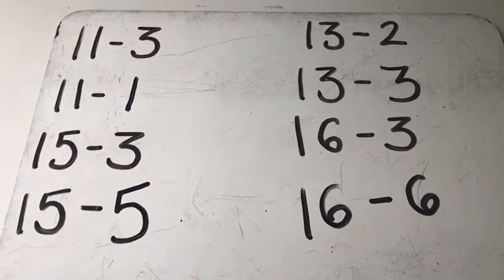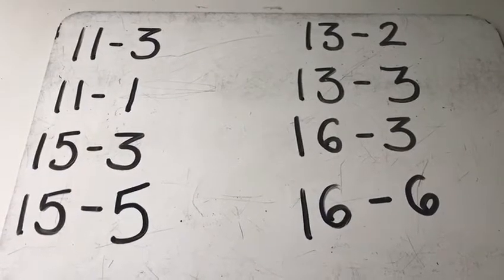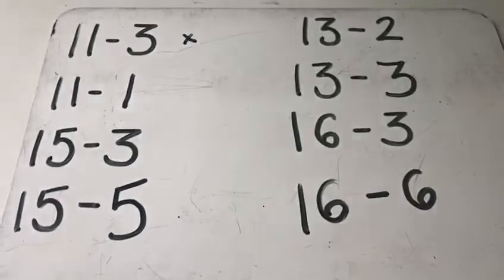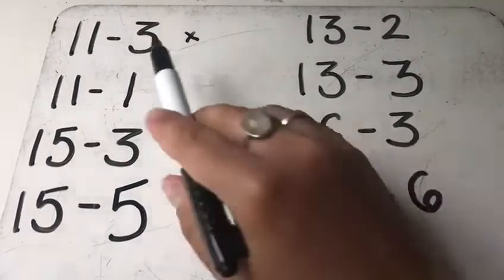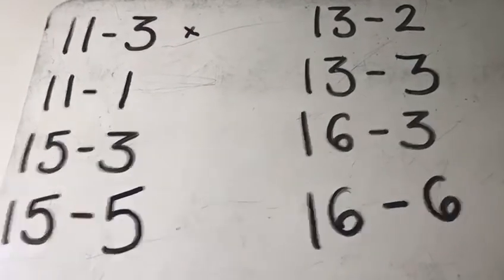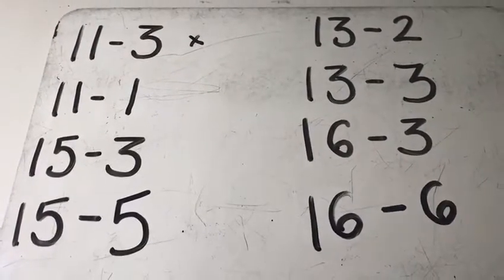If you said that it won't bridge to 10 and it will be less than 10, you are right, because 11 is only one more than 10. So 3 is a bigger number than 1, isn't it? So I will be left with something smaller than 10. What about the next one?